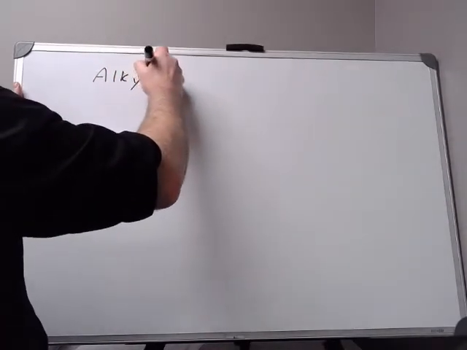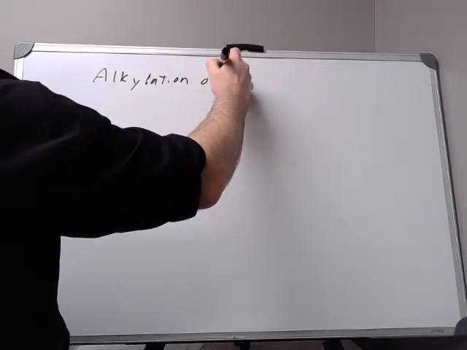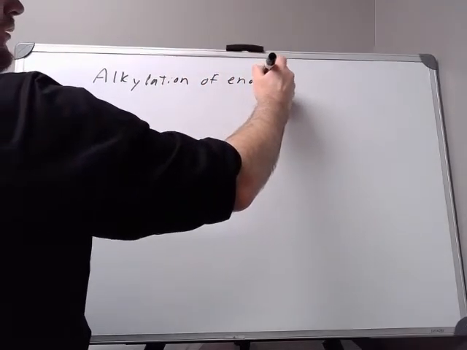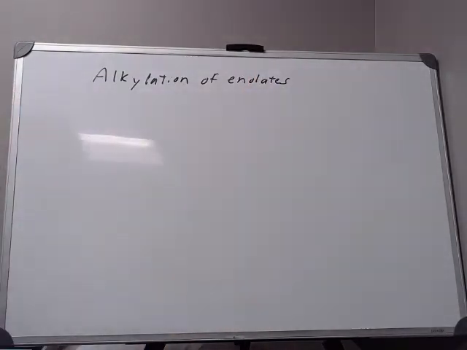Alright, in this video we'll be looking at the alkylation of enolates. So we can add an alkyl group to the alpha carbon of a carbonyl compound. We can do this by reacting either enols or enolates with alkyl halide electrophiles.